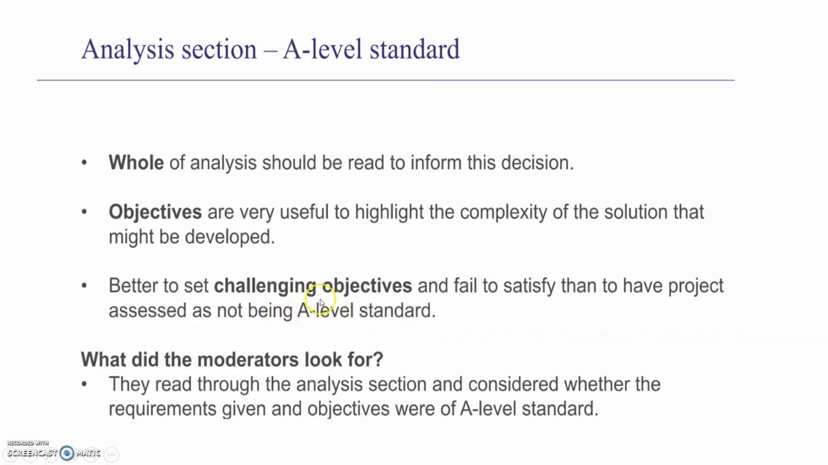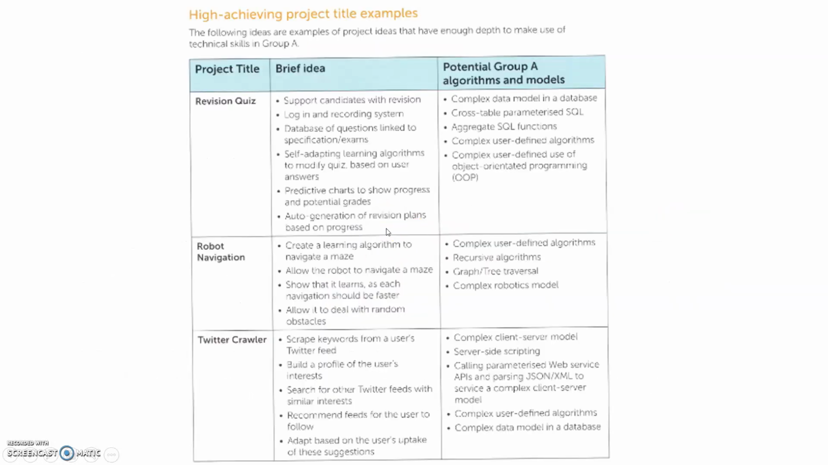So the next question is, how do you actually know whether a project is complex enough to be A-level standard? Well, just on these two slides, and you can pause the video here and have a look through these, you've got examples of some project titles and a brief outline of the project as well, and you can then see the potential algorithms that could be used. In this case from Group A, which is those high-level skills, and that gives you confidence that this could be an A-level project.